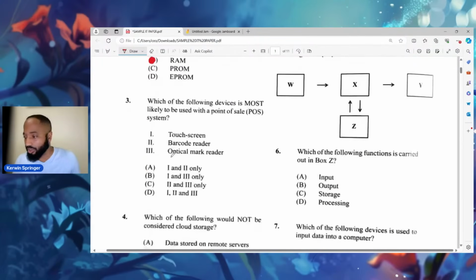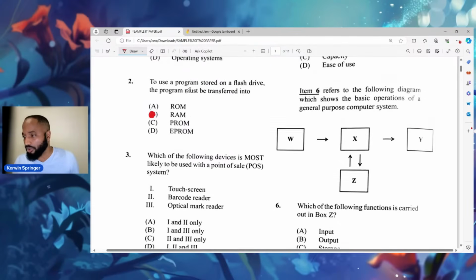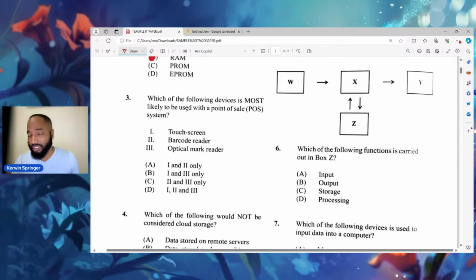So next one, which of the following devices is most likely? So y'all know the names for all of these. You know what it stands for? Random access memory, read only, and all kind of thing. I didn't remember them. I lazy students. Which of the following devices is most likely to be used at a point of sale? You're going to use the touch screen. You're going to use the barcode. OMR. You're not going to use OMR. So 1 and 2. Answer is A.